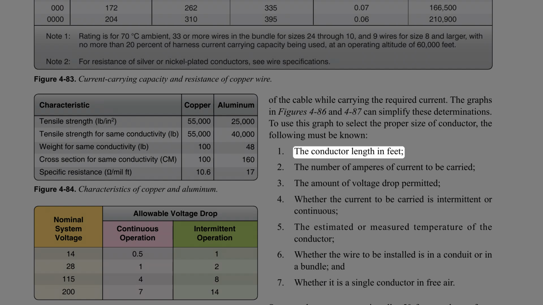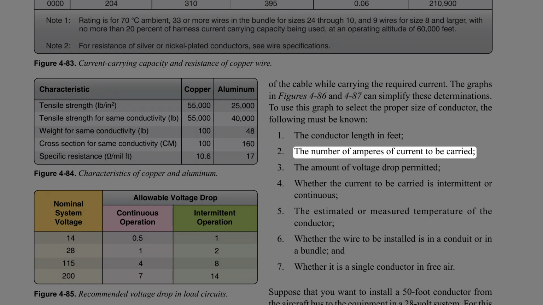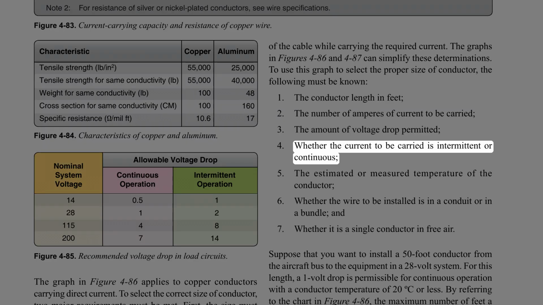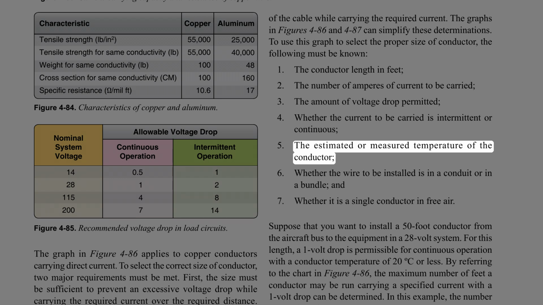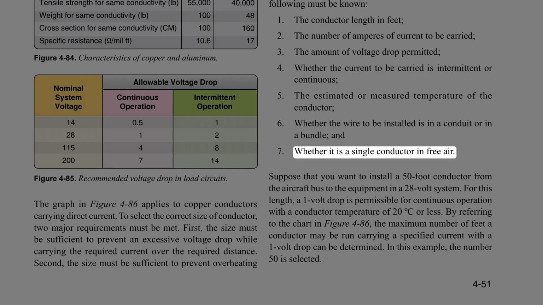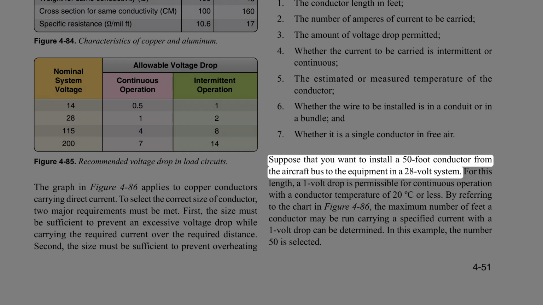The conductor length in feet, the number of amperes of current to be carried, the amount of voltage drop permitted, whether the current to be carried is intermittent or continuous, the estimated or measured temperature of the conductor, whether the wire to be installed is in a conduit or in a bundle, and whether it is a single conductor in free air.